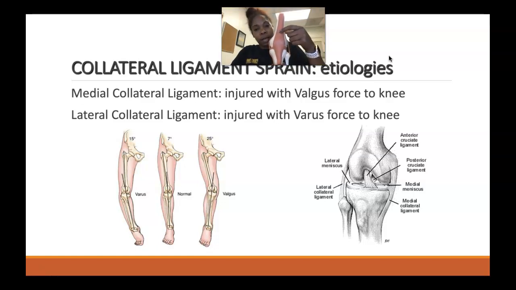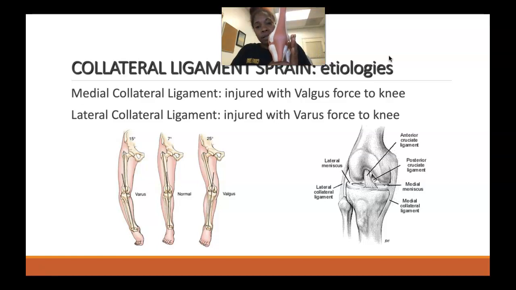Superiorly or proximally, what we have is the quadriceps tendon. And then this entire structure would be called the patellar tendon, right? And so we're looking at this from an anterior perspective, right? So if we're thinking MCL, and we're thinking about how does that MCL actually get injured, right?